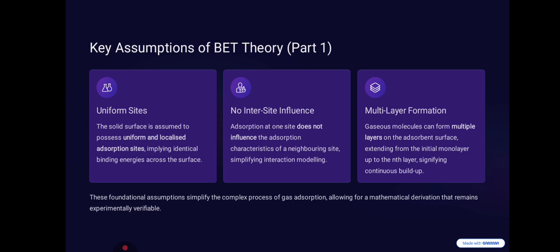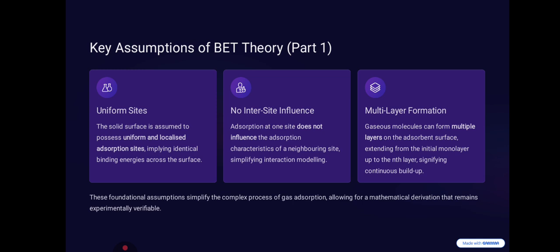We would like to discuss the key assumptions of BET theory, especially part 1. These sites are uniform sites. The solid surface is assumed to possess uniform and localized adsorption sites, implying identical binding energies across the surface, and no inter-site influences. Adsorption at one site does not influence the adsorption characteristics of a neighboring site, simplifying interaction modeling.